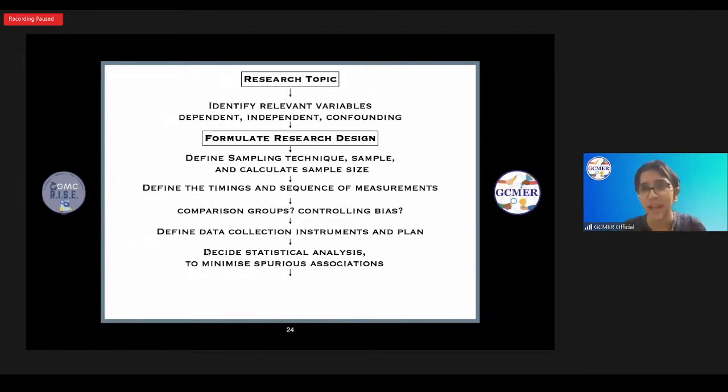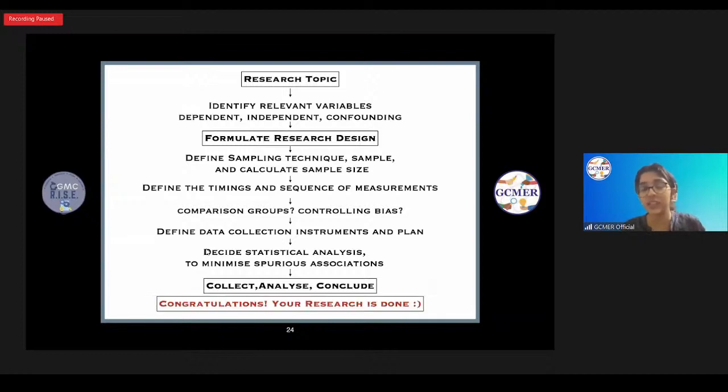They aren't going to come back to tell you about their socioeconomic status, which is exactly why formulating your research design right from the beginning is extremely important. The next thing is, of course, collecting, analyzing, and concluding. And once you've concluded, your research is done, right?